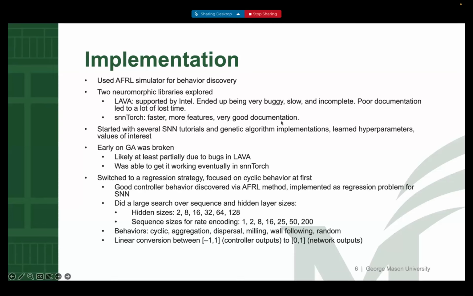But once I did, I ran this larger experiment over two key hyperparameters: your network layer size, so your number of neurons, and the sequence size for the rate encoding. Those discrete inputs had to be turned into continuous time trains, and the length of that is considered an important hyperparameter. The behaviors I was looking at were cyclic pursuit, so the robots moving around in a circle; aggregation, clumping together; dispersal, spreading out over the available space; milling, which is a repetitive movement around the space; wall following; and random.